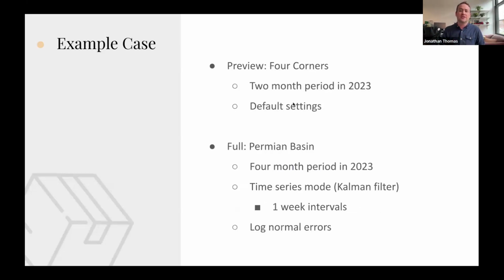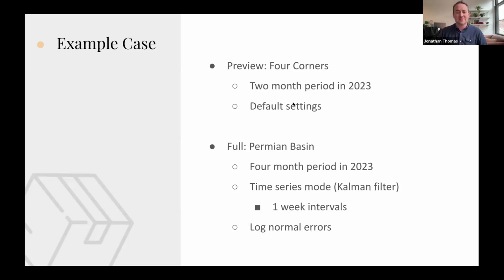So the two example cases I'm going to show today are a preview run, which again, we encourage all users to use before they jump into a full inversion. This will be of the Four Corners area. This will be a 2-month period last year. And just to illustrate the default, I used mostly default settings for this. The second full example will be of the Permian Basin.